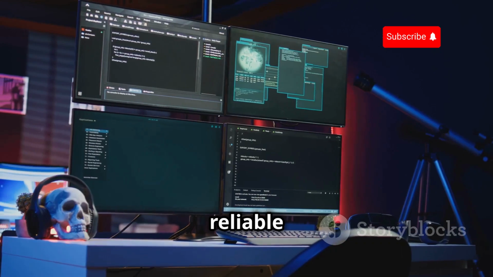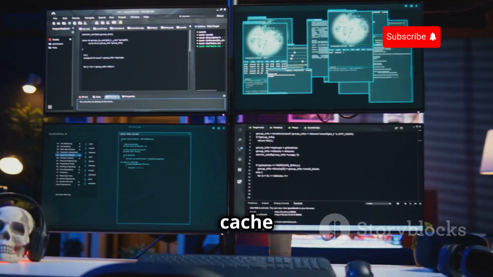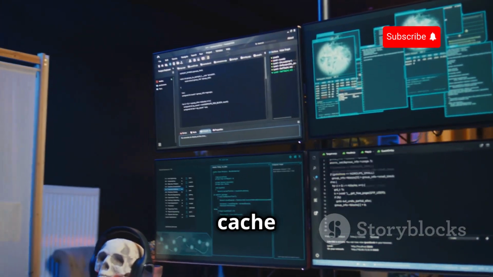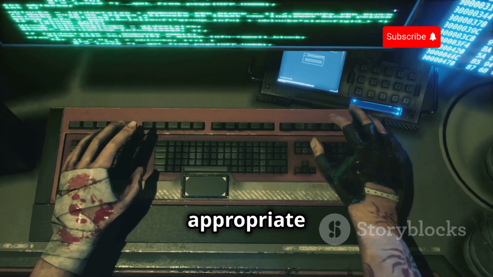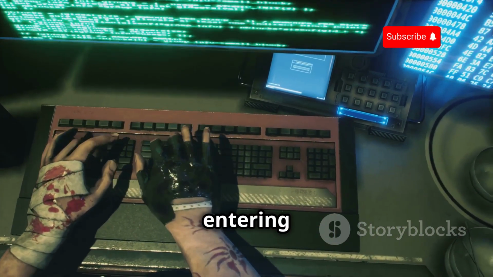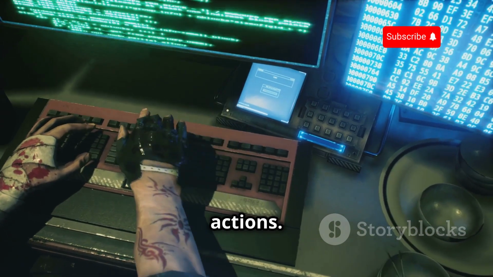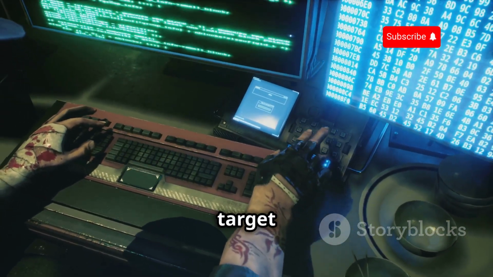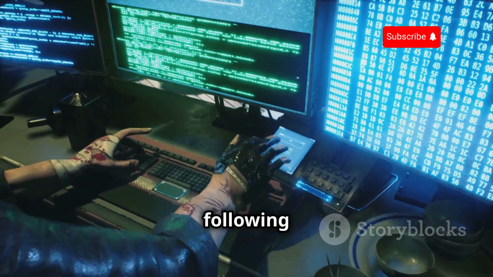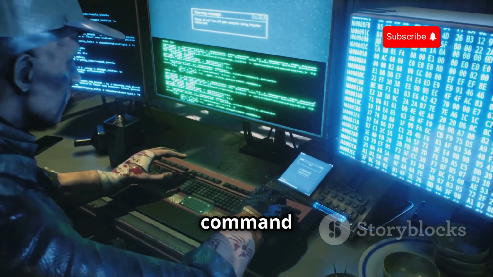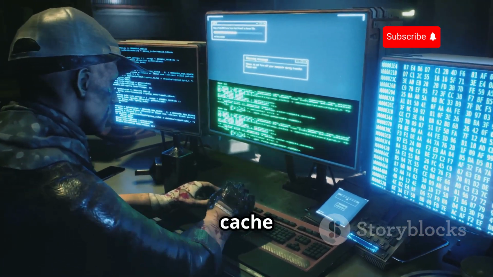One of the most common and reliable methods for verifying ARP spoofing success is to inspect the ARP cache of our target device. This cache holds the key to understanding if our spoofing has taken effect. This can be achieved using the appropriate command on the target machine. By entering specific commands, we can delve into the network settings and see the results of our actions. For instance, if our target device is a Windows computer, we can open the command prompt and execute the following command: arp -a. This command reveals the ARP cache entries.